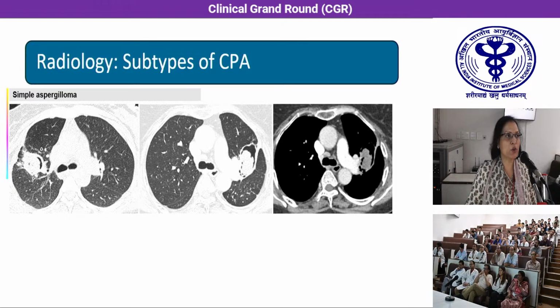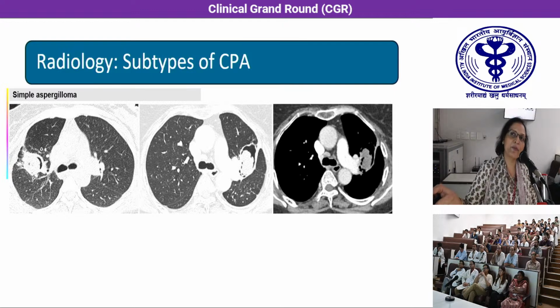A simple aspergilloma is seen as a single cavity. This can be a pre-existing cavity with a soft tissue nodule within. The air which outlines the soft tissue is termed the Monod sign or the air crescent sign. There can be an associated consolidation and fibrotic strands around the cavity. So this is a simple aspergilloma.